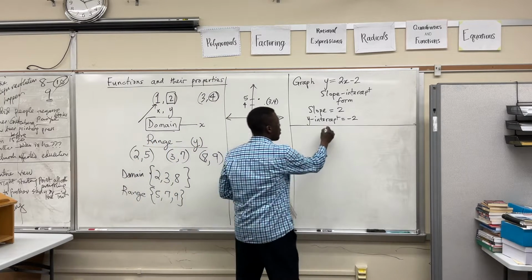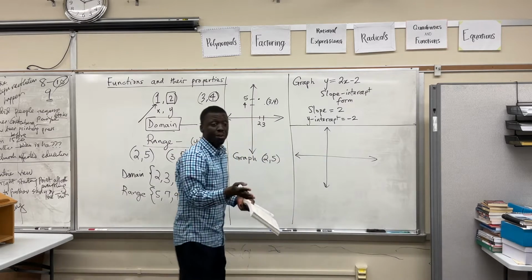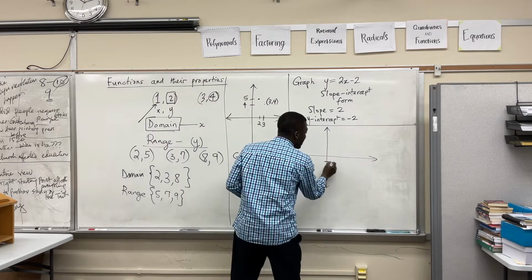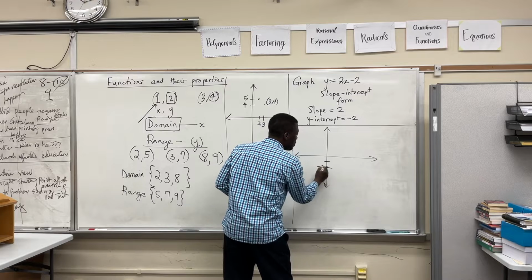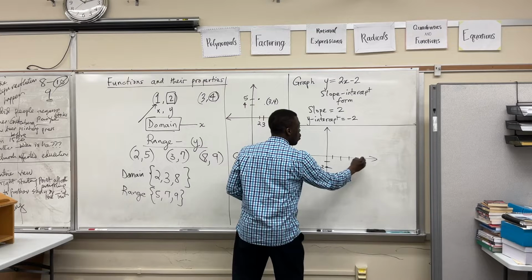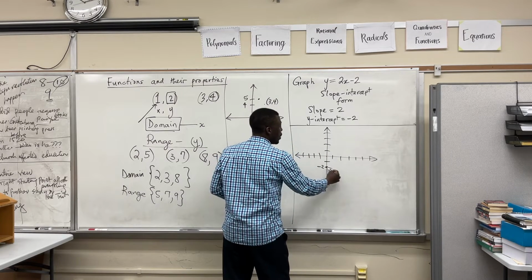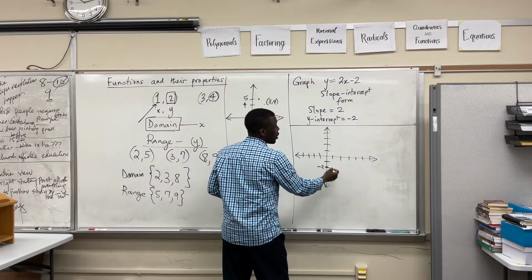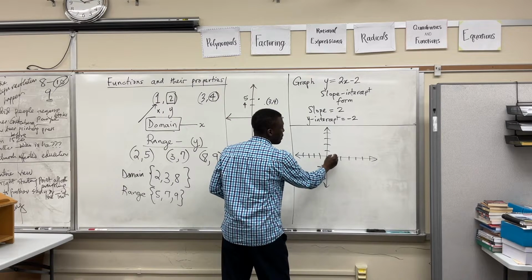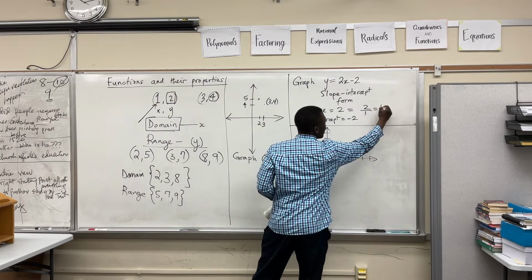So we go to our graph. It's going to be linear, and so we go to the y-intercept, which is minus 2. The slope is 2. That means we go up 2 and over 1. Sorry, that's what I meant, because the slope is 2, which is the same as 2 over 1.